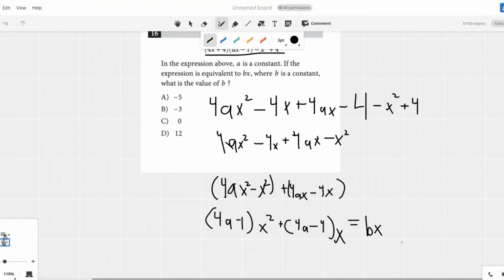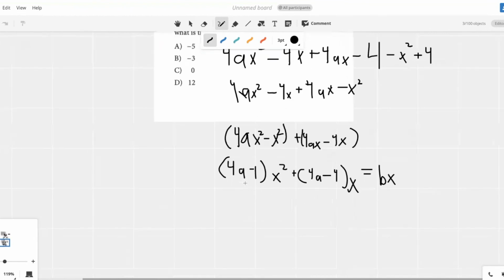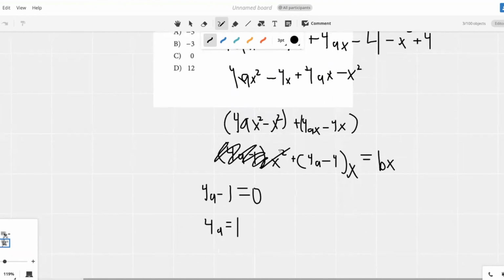So we know that on the bx side, there's no x squared value, which means that the constant in front of x squared has to be equal to 0 since it does not exist on the other side. So we can safely assume that 4a minus 1 is equal to 0. And that will tell us that 4a is equal to 1, which is very helpful for this next step. This is just what we need to solve for b. So now let's ignore this because we've explained why this is equal to 0. So just forget about this.